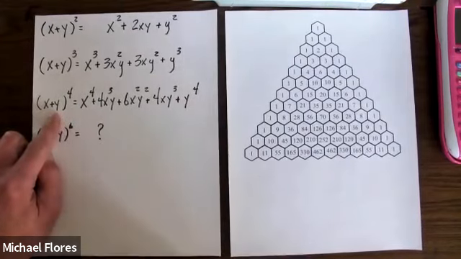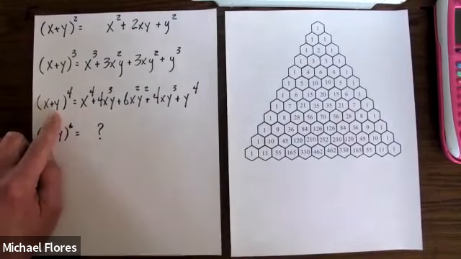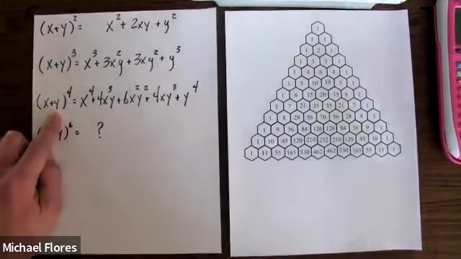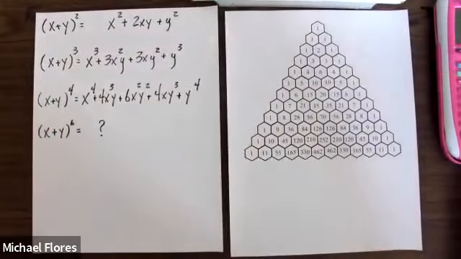If you were to do this algebraically, you'd have to do x plus y times x plus y times x plus y. It's going to take a long time. That's not what we're doing today. If we had Pascal's triangle, here's how you do it.